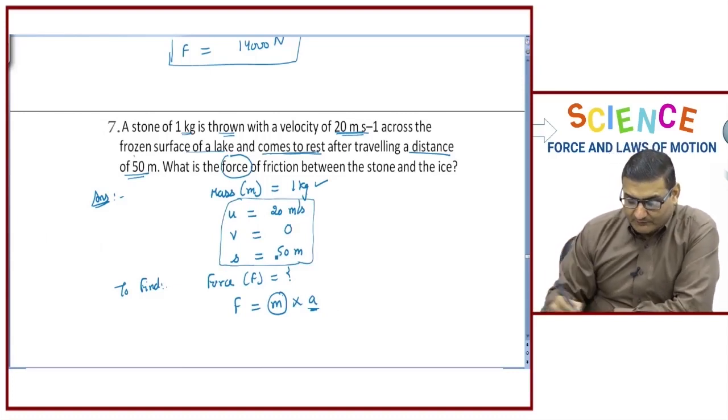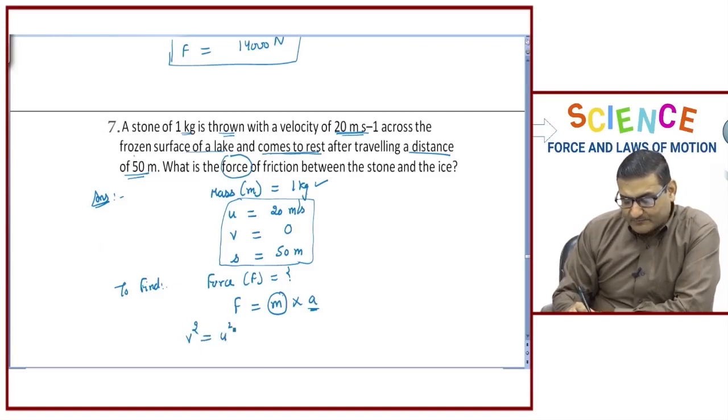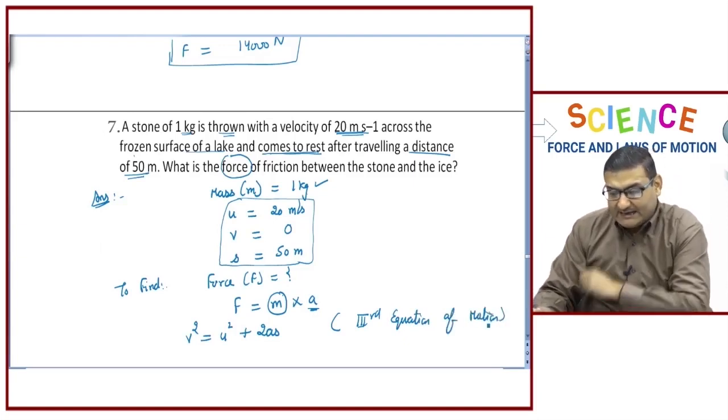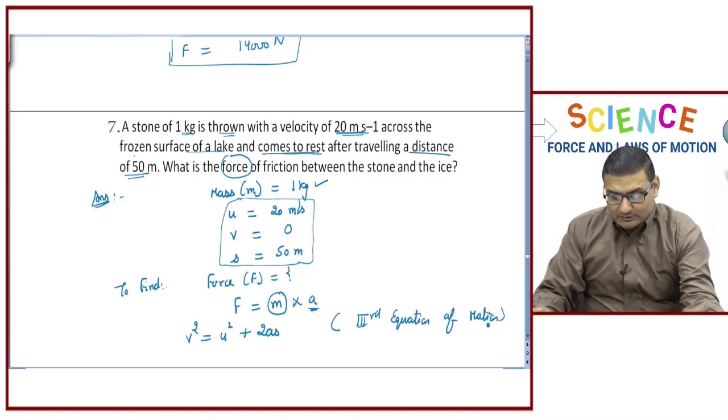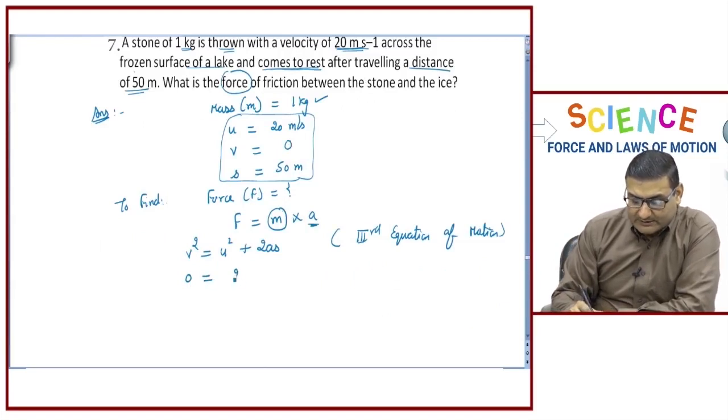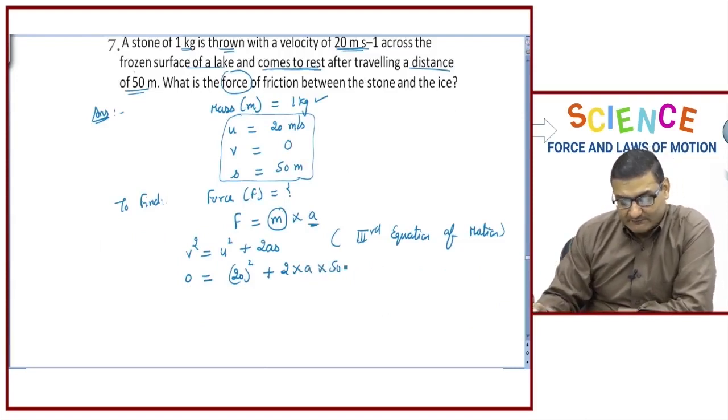So now what we will do is find A by using v square is equal to u square plus 2as, which was the third equation of motion. In this equation, we see that v, u and s are given to us in the question. Let us put in the values. v is 0, u is 20, we will square it, plus 2 into a, which we need to calculate, and s is 50.